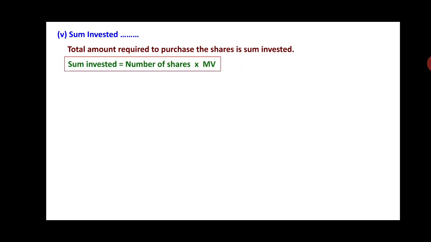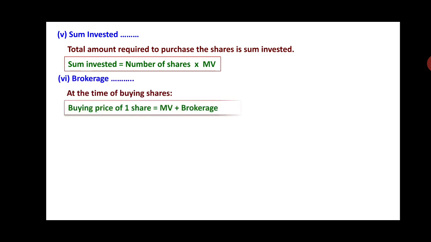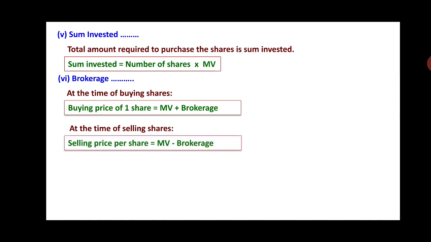Also, the total sum required to purchase the shares is the sum invested, and it is given by sum invested is equal to number of shares into market value. Now the brokerage: at the time of buying a share, buying price of one share is equal to market value plus brokerage, and at the time of selling the shares, selling price per share is equal to market value minus brokerage.